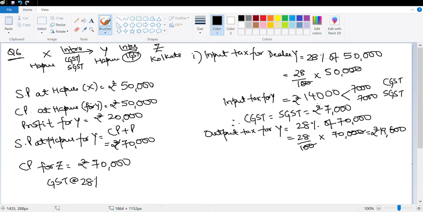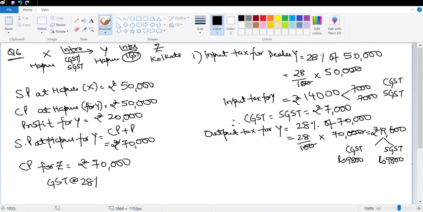The input tax is 14,000. In case this would have been intra-state, then I would again have to break this up into CGST and SGST. Now in this question, since this is inter, I'm not breaking it up, but I'm repeating, in an exam the kind of questions that you will get will only be intra, at least for this year. So in this case, this will be 9,800, and this will also be 9,800.